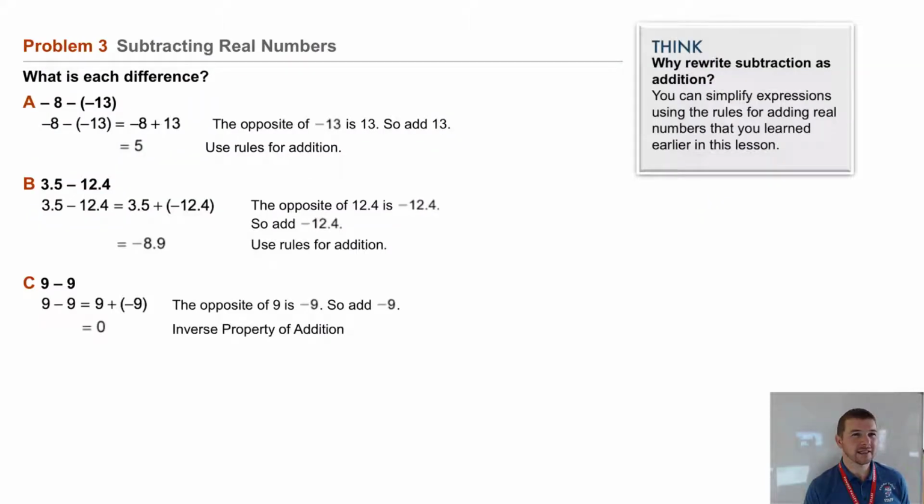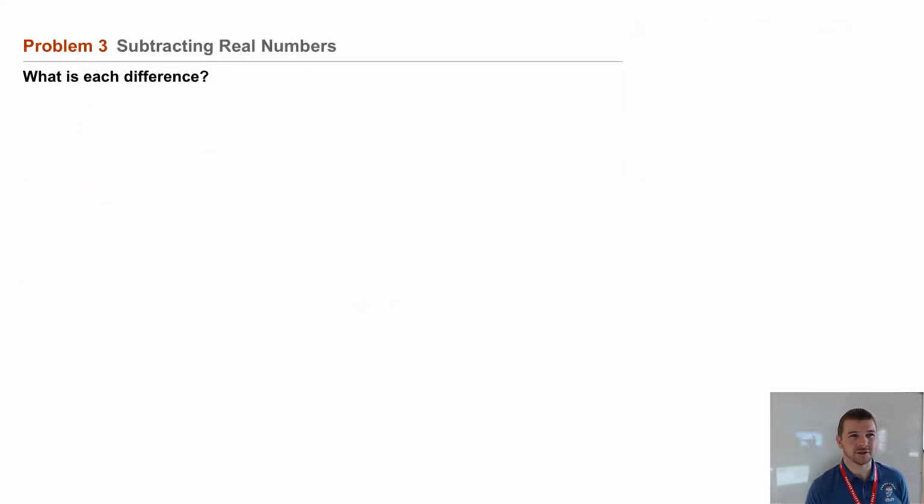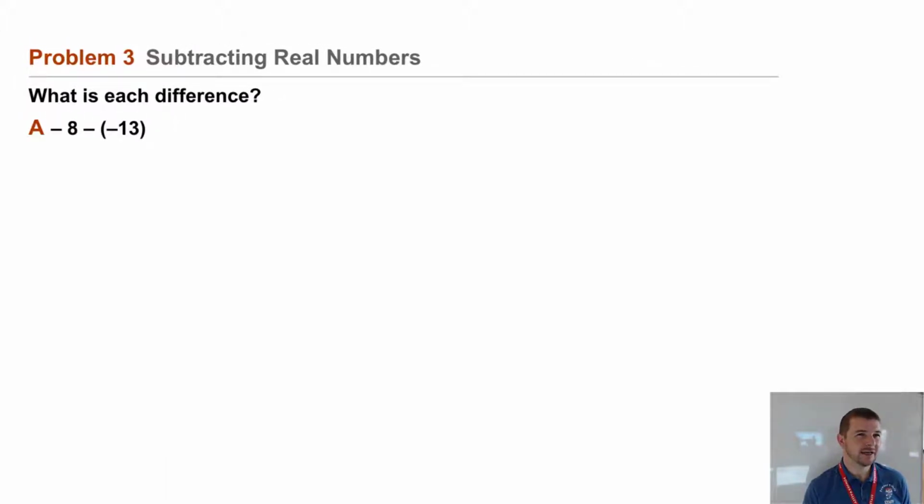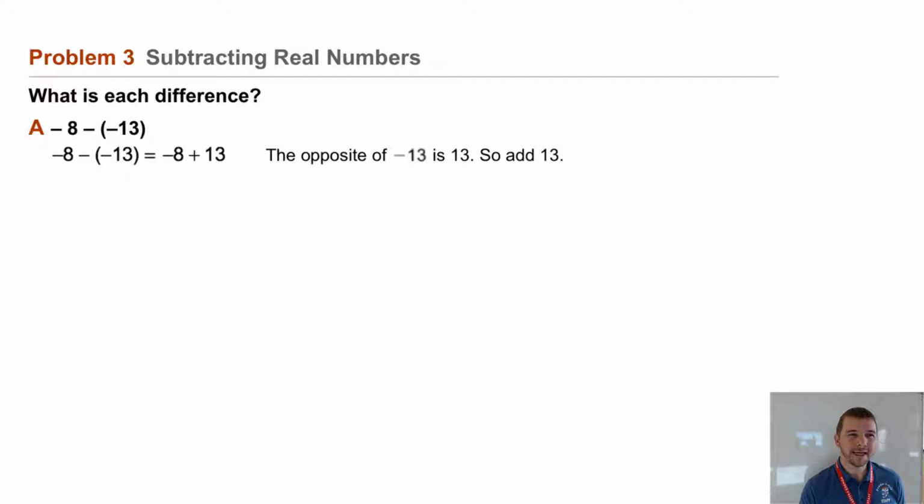Problem 3, subtracting real numbers. What is each difference? Part A, negative 8 minus negative 13. Well, negative 8 minus negative 13 is the same as negative 8 plus 13. That's because the opposite of negative 13 is 13, so we'll add 13. Negative 8 plus 13 is 5. That's just using the rules for addition that we saw earlier.